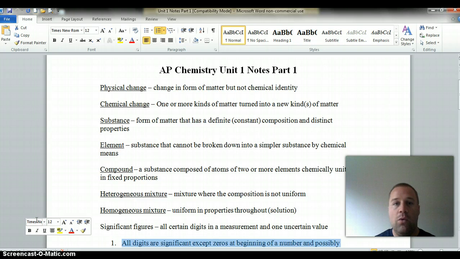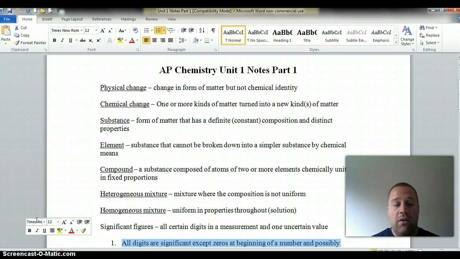For a heterogeneous mixture and a homogeneous mixture, the way I always remember it is hetero means two, or different, homo means one or the same. So if you can look at the substance and see two different things, that's going to be a heterogeneous mixture. If you look at the substance and see one thing, that's a homogeneous mixture. Another name for a homogeneous mixture is a solution, which we're going to deal with a lot. So get used to those two being used interchangeably.